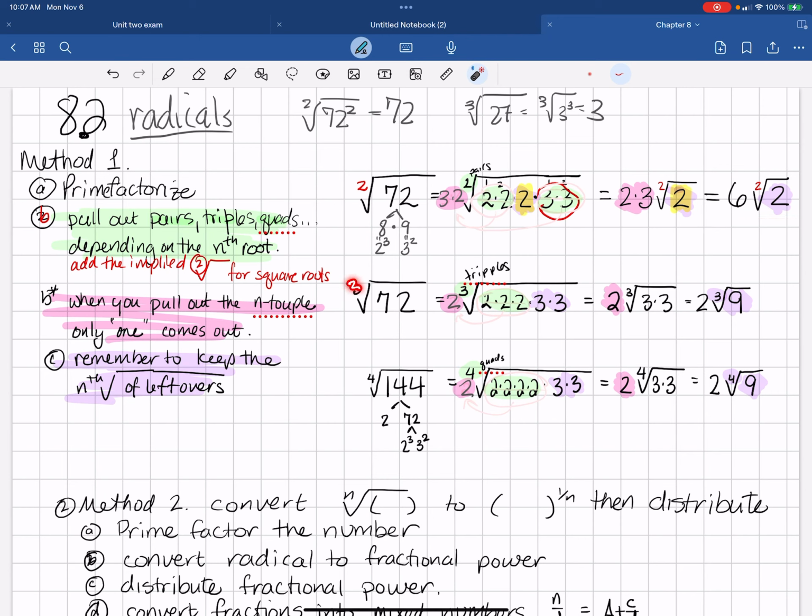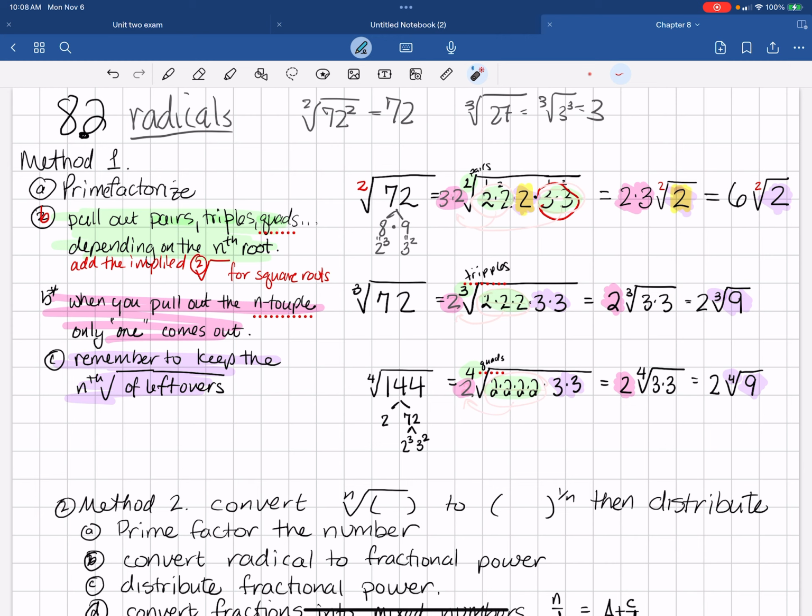If we're doing cube roots, again, we have 2, 2, 2, 3, 3. Now I'm dealing with cube roots, so I need triples. So all 3 of these 2's can come out and bring out a 2, but I only have 2 of those 3's, so they have to stay inside. So I'm left with 2 cube root of 3 times 3, which is 2 cube root of 9.